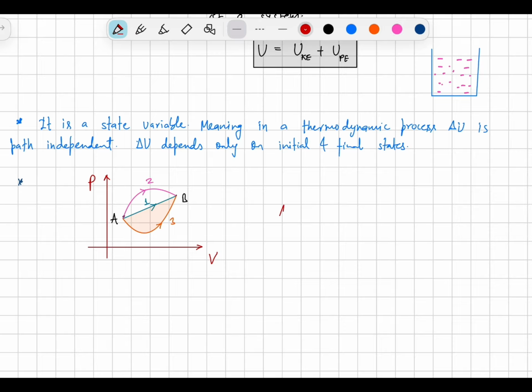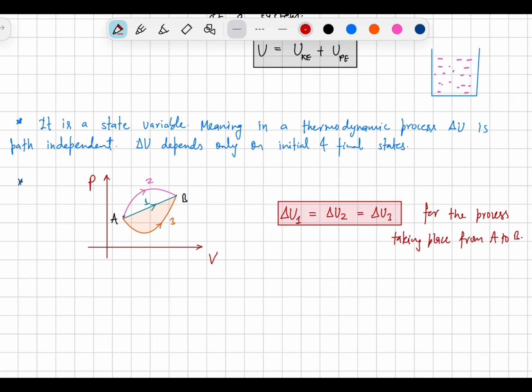So what does it mean? That delta U for path 1, let me call it delta U1, is equal to delta U2 for path 2, equal to delta U3 for path 3, for the thermodynamic process taking place from A to B. तो ये फर्क नहीं पड़ता कि कौन सा पाथ हमने लिया, this delta U will be same.